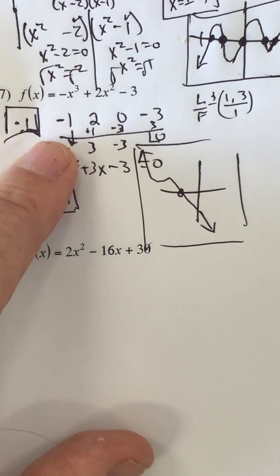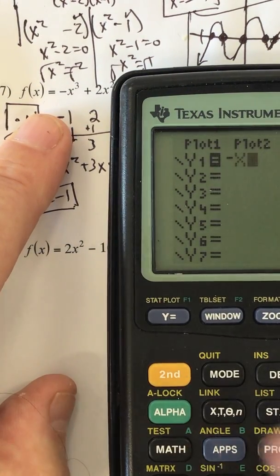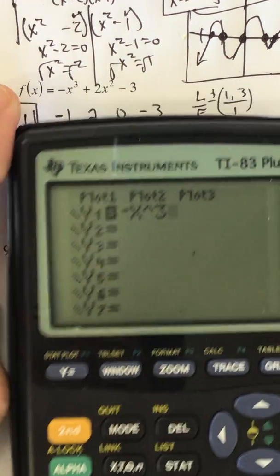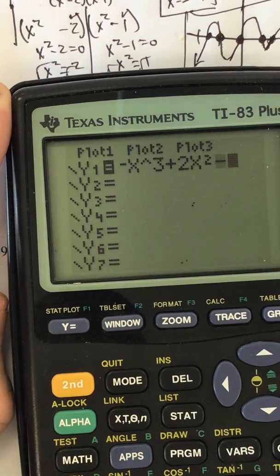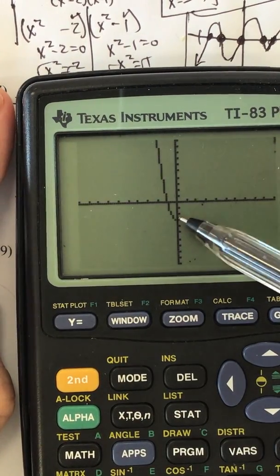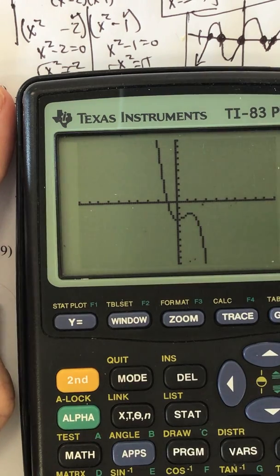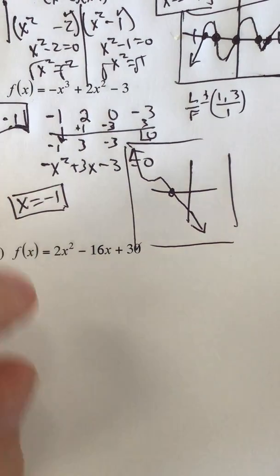If we put this one in our calculator, -x to the third plus 2x squared minus 3, and graph that. Should be crossing at -1 with some extra wiggle around there, and there it is. It's crossing at -1. So again, I put my wiggle on the wrong side, but that doesn't matter.